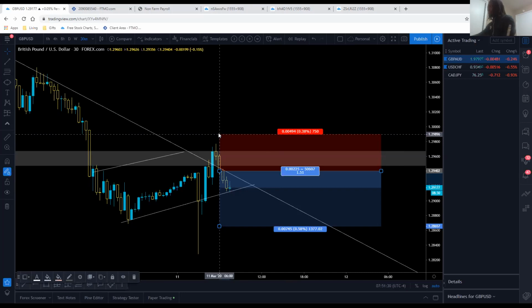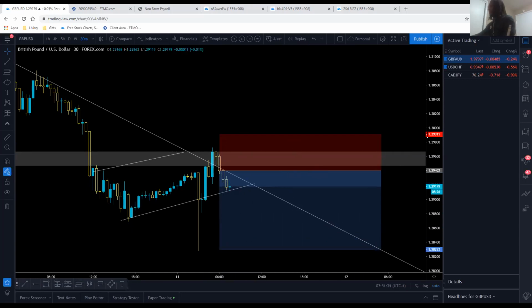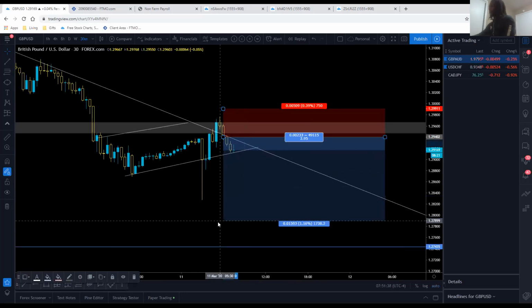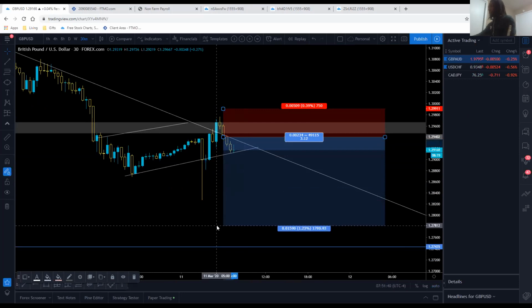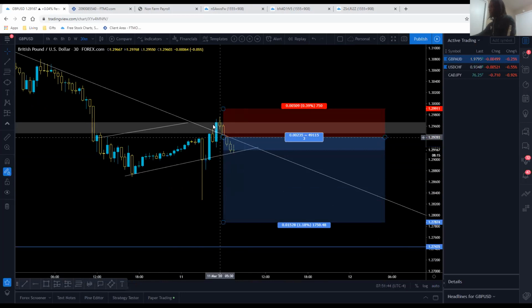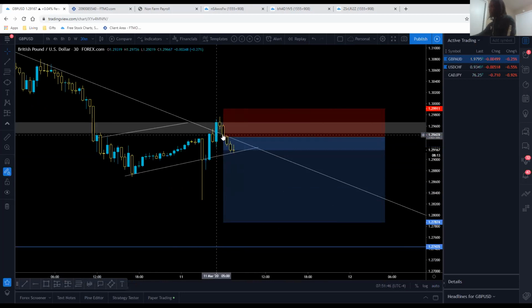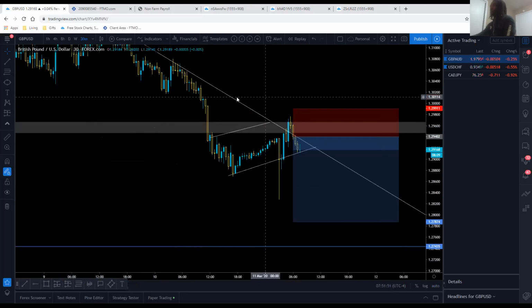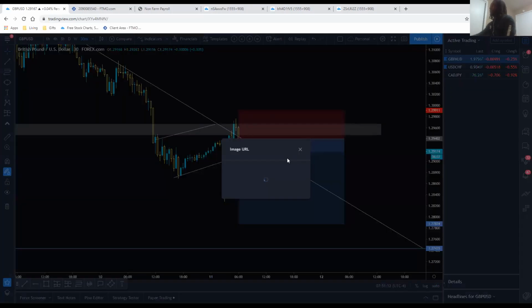Let's go 50 pip stop loss. Take profit. Since price is a little bit lower than where it is right now, I'll go for a 3-to-1 in this situation. And this is only because I'm sending this chart out. But this was the ideal place to enter. If you waited for this JCP when it got to this area, that's where you would have seen it at. Let's go ahead and screenshot.